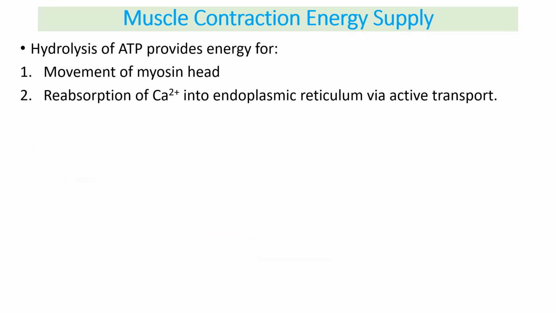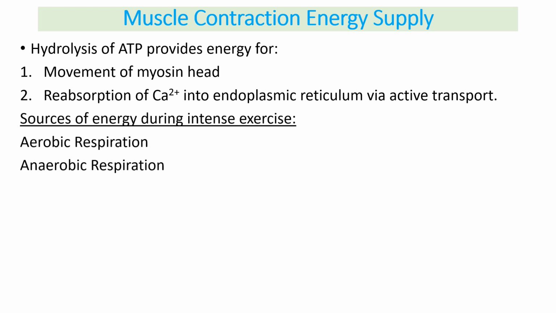Just to give you some understanding of it, where does the energy come from? Well, the energy comes from the hydrolysis of ATP, which moves the myosin head, as we talked about, and it also causes the reabsorption of calcium ions into the endoplasmic reticulum via active transport. Now, during intense exercise, you use aerobic respiration to make ATP and also anaerobic respiration to make ATP.